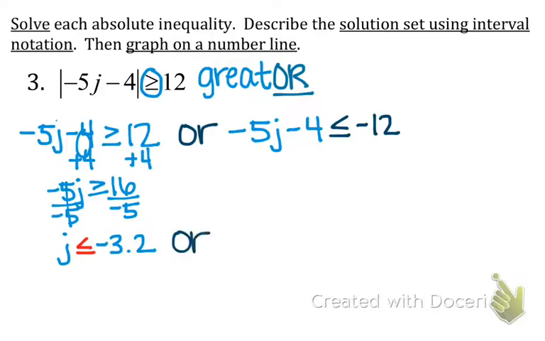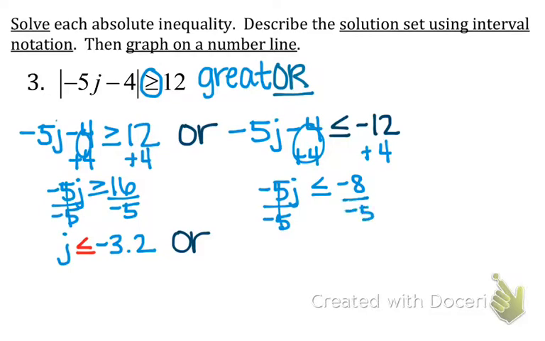Okay, now let's solve the right-hand side. So we're going to, again, start by adding 4. So we are left with negative 5j is less than or equal to negative 8. Divide by negative 5. Again, being careful because since we are dividing by a negative, this inequality symbol flips. Now j is greater than or equal to 1.6. So we have our two solution sets. Let's graph these.